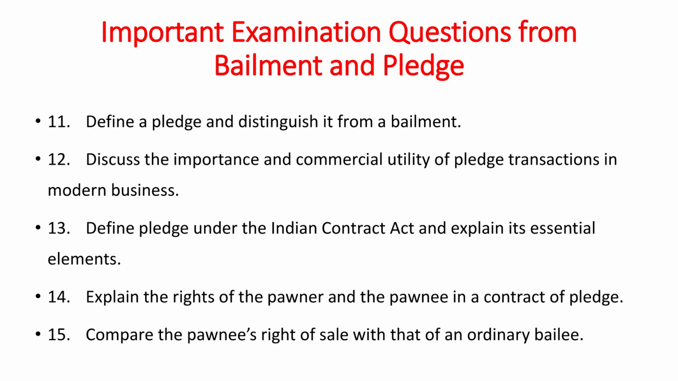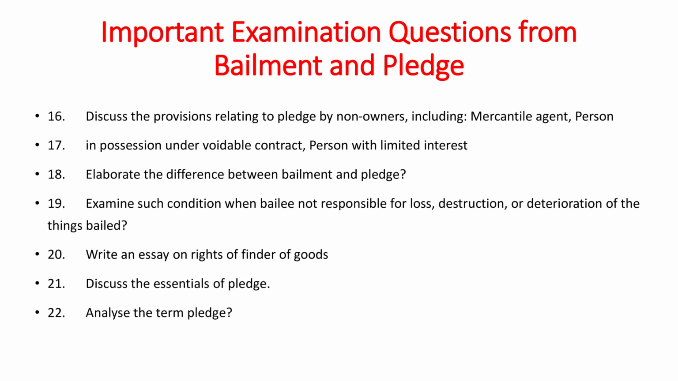15. Compare the pawnee's right of sale with that of an ordinary bailee. 16. Discuss the provisions relating to pledge by non-owners, including mercantile agent, person in possession under voidable contract, person with limited interest. 18. Elaborate the difference between bailment and pledge.